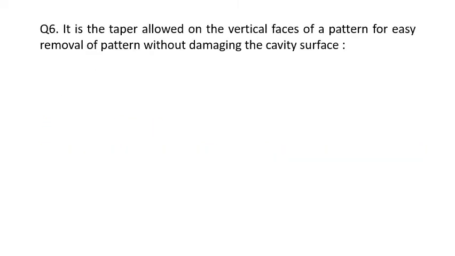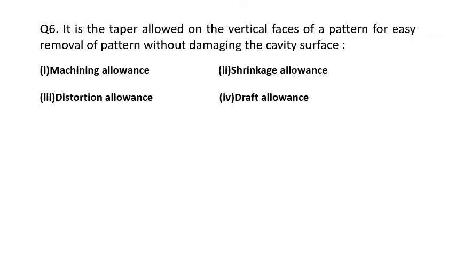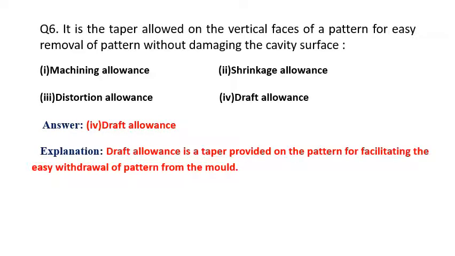Question number 6. It is a taper allowed on the vertical faces of a pattern for easy removal of the pattern without damaging the cavity surface. Option 1 machining allowance, option 2 shrinkage allowance, option 3 distortion allowance, and option 4 draft allowance. Answer is draft allowance. Draft allowance is a taper provided on the pattern for facilitating the easy withdrawal of the pattern from the mold.